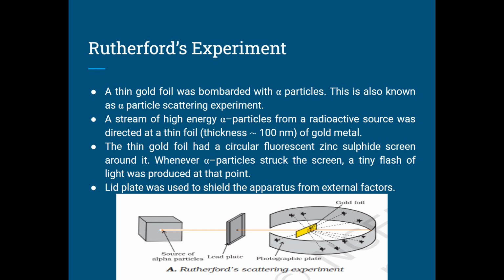This plate here is a lead plate. It was used because there are so many other kinds of radiations and external factors that we need not get into our experiment, so this plate was used. Now this round thing is your detector. Whenever any alpha particle struck it, there was a flash, which was recorded.